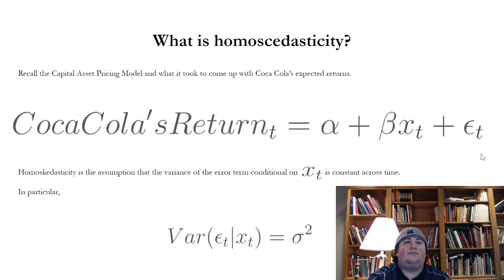Homoscedasticity. Recall the capital asset pricing model and what it took to come up with Coca-Cola's expected returns. Coca-Cola's return equals alpha plus beta times the market return in any given period plus epsilon t, which is the error term. Homoscedasticity is the assumption that the variance of the error term, conditional upon xt, which is the market return, is constant across time. In particular, you see this variance of epsilon t given xt equals sigma squared. So basically it's a constant.